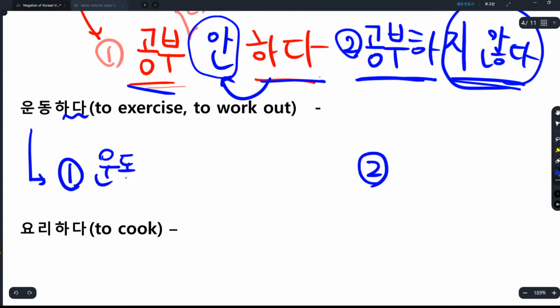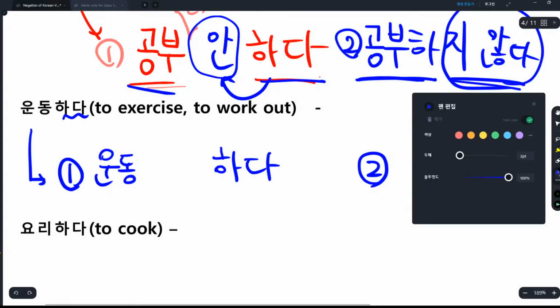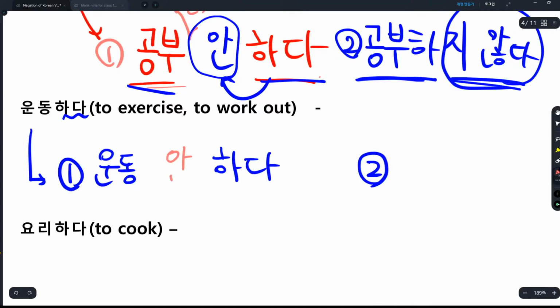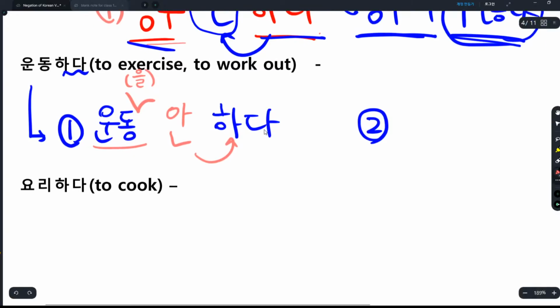So like we learned, we have to separate the noun and 하다 and then negate 하다, right? So it's not 안 운동하다, it would be 운동 안 하다. And you can also, if you like, put the object marker after the noun. 운동을 안 하다 or 운동 안 하다. 맞아요.